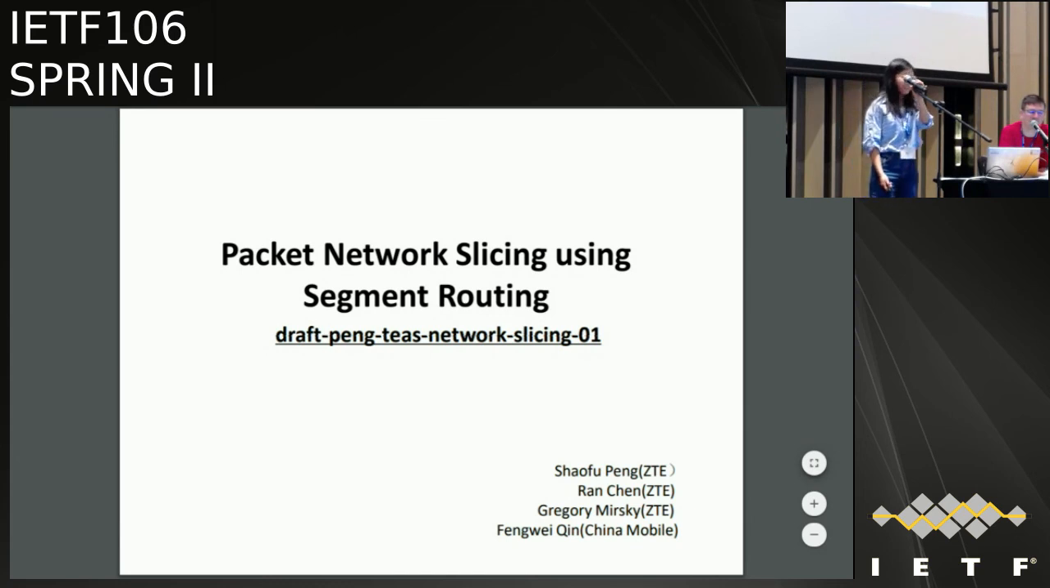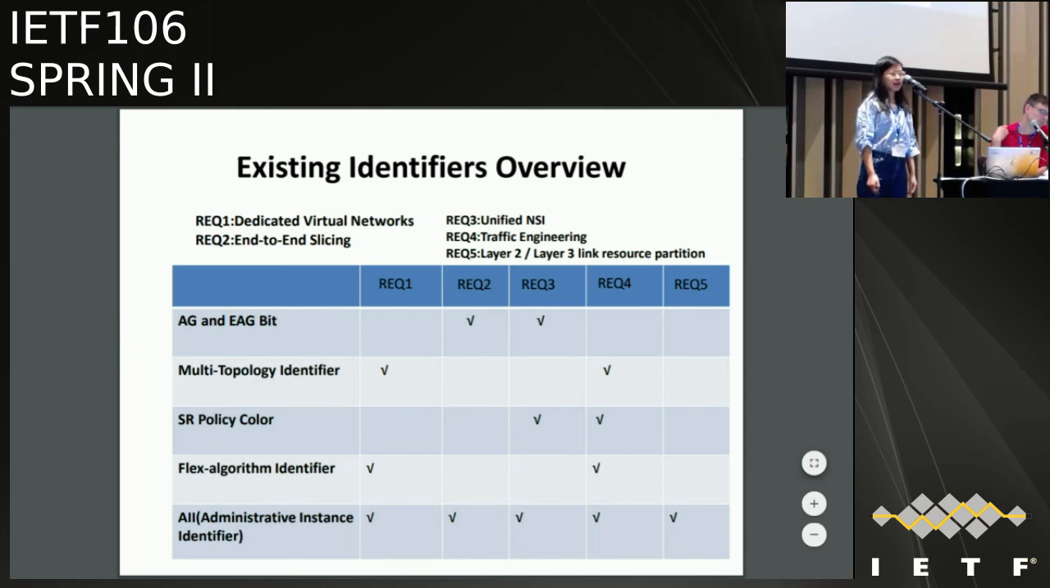Thank you. Hi, everybody. I'm Feng Jin from China Mobile. Now I will talk about packet network slicing using segment routing. The end-to-end network slicing defined by 3GPP includes the RAN slice, transport slice, and core slice. Now I will focus on the transport network slice.